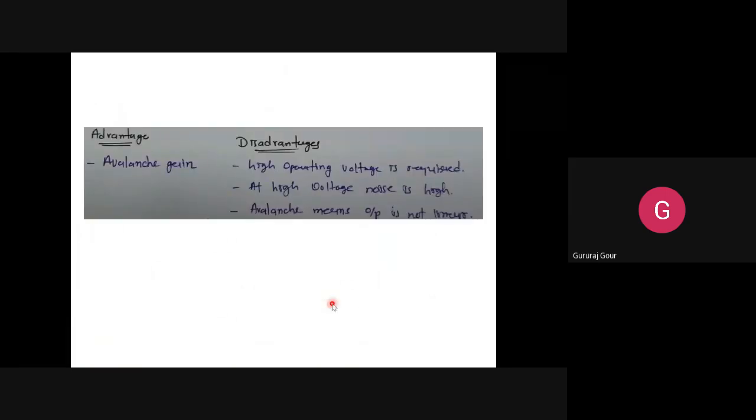Now let us look at the advantages of this APD, RAPD. The only advantage you are getting is the high gain because of the avalanche gain. Remaining all are disadvantages. To begin with, a high voltage is required to reverse bias it. High reverse bias voltage leads to high noise, and avalanche means the output is not linear with respect to input. Non-linear is there. Okay, so these are some of the things you have to remember as far as this RAPD, if you want to conclude with some advantages and disadvantages.